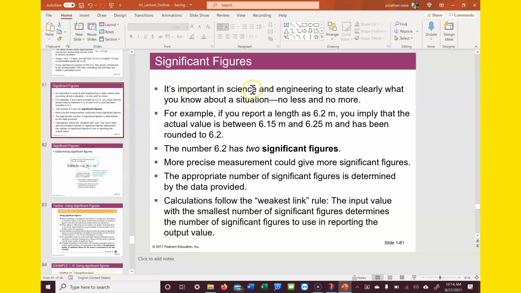All right, it's important in science and engineering to state clearly what you know about a situation, no less and no more. Again, hopefully you've experienced these concepts in a previous science class.